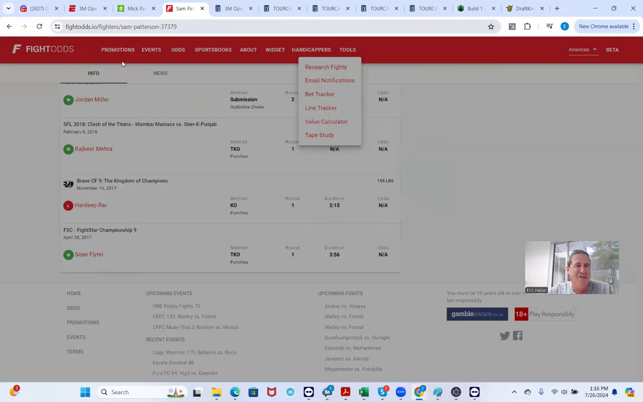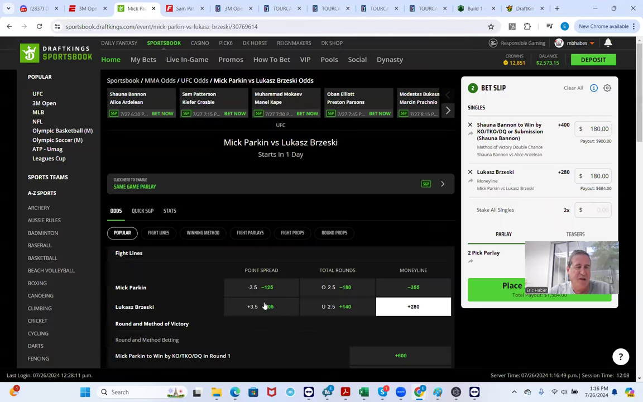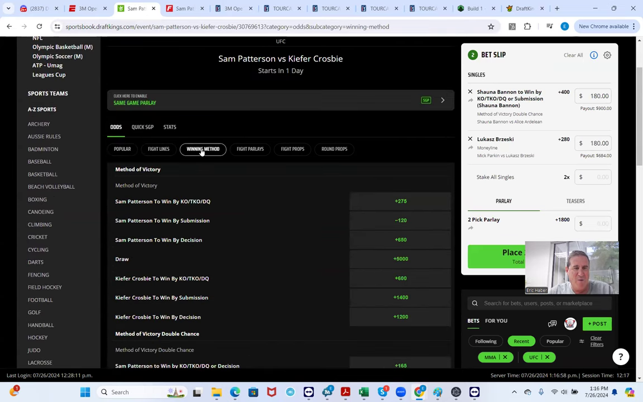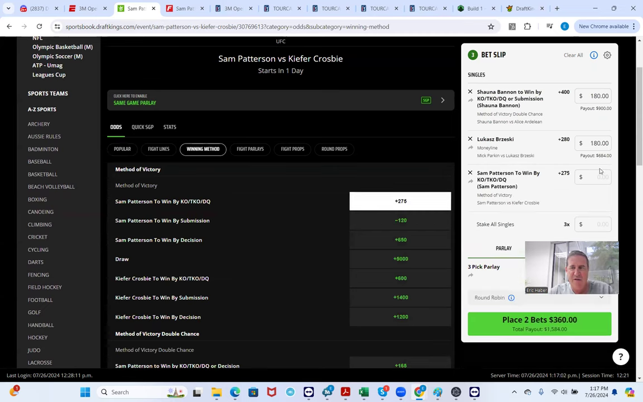So we're going to try it. Let's see what his odds are. No one's going to be playing this. Patterson by KO, we don't need any particular round here. Winning method, Patterson by KO plus 275 for 180.